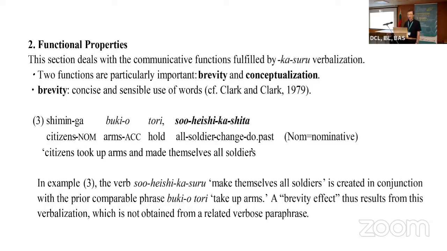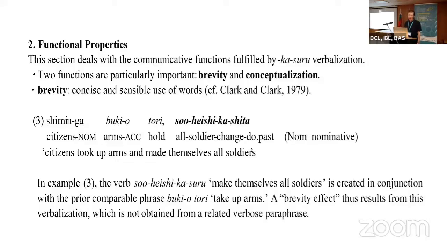Section 2, functional properties. This section deals with the communicative functions fulfilled by kasuru verbalization. 2 functions are particularly important: brevity and conceptualization. Brevity is defined as concise and sensible use of words. Look at number 3. 市民が武器を取り総兵士化した means citizens took up arms and made themselves all soldiers.